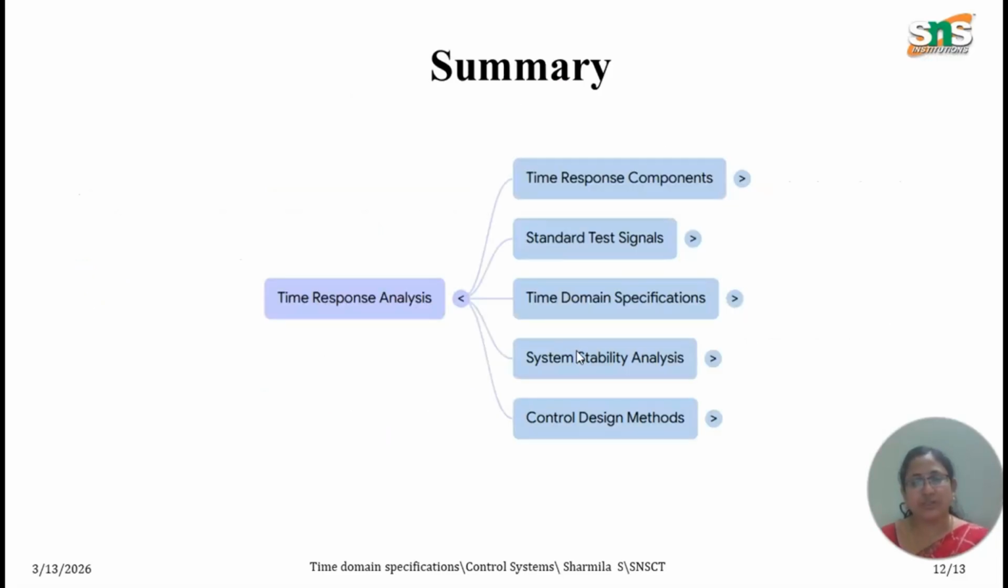Let's move on to the summary part of this session. Time domain specifications define system performance. Rise time and peak time indicate speed. Settling time and overshoot indicate stability. And steady state error indicates the accuracy of the system. Understanding this helps in designing efficient control systems.